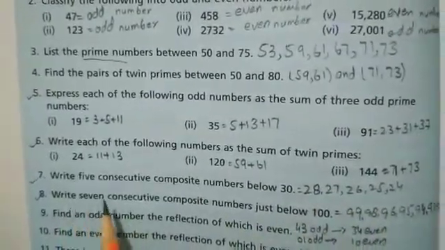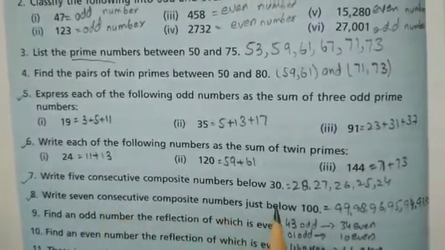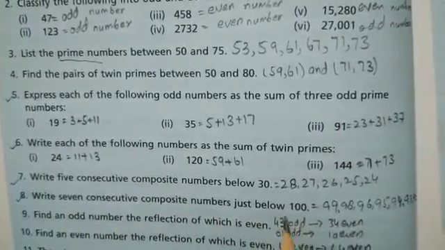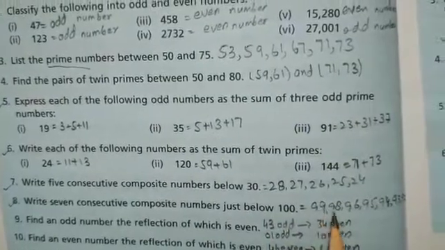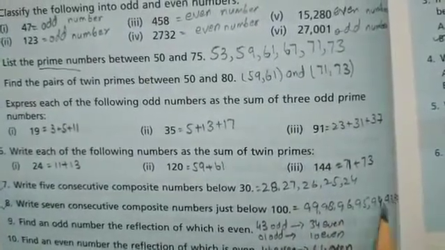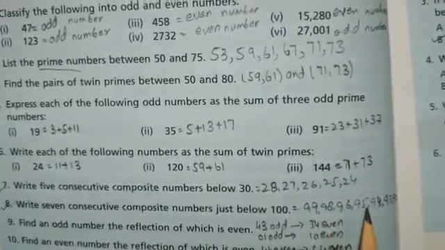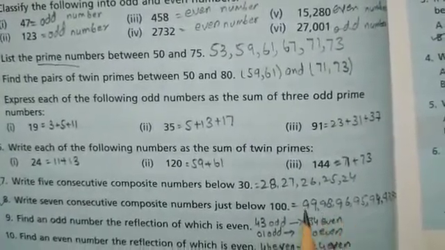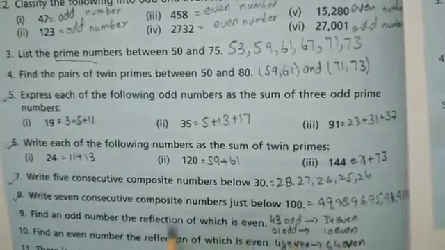Question number 8: write 7 consecutive composite numbers just below 100. 99, 98, 96, 95, 94, 93 and 92. These numbers have more than 2 factors, so they are composite numbers below 100.